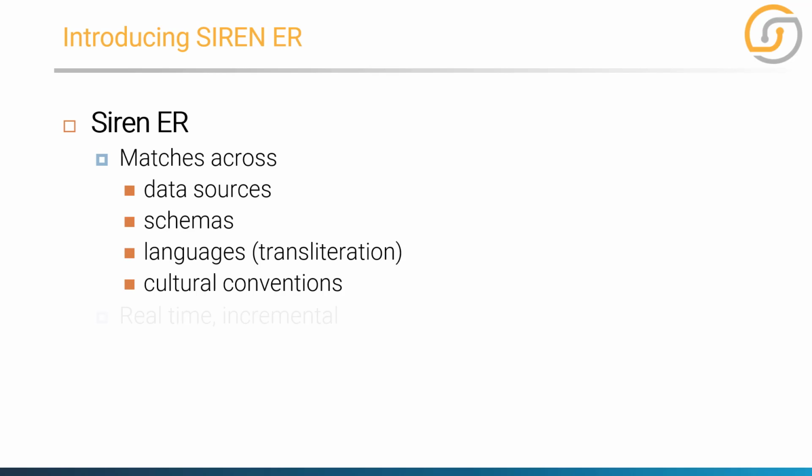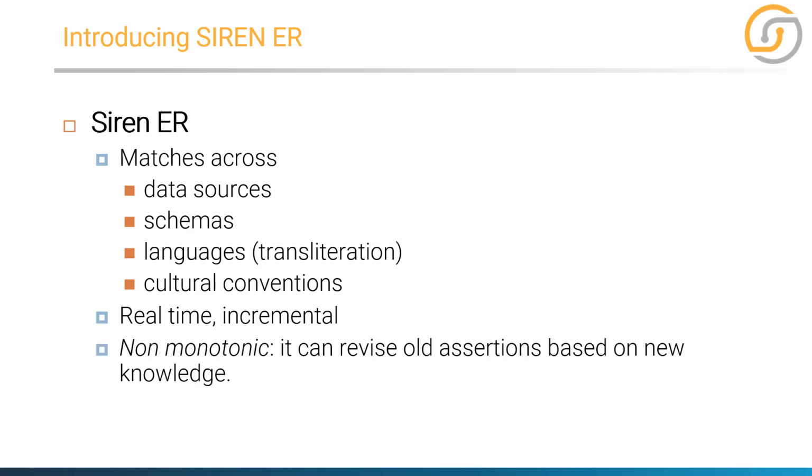It is also real-time and incremental, meaning that when you add a new entity, you will immediately know if it matches. And now, quite a mouthful, it is a non-monotonic fuzzy reasoner. Effectively, what this means is that it can revise what it knows about entities based on new information.